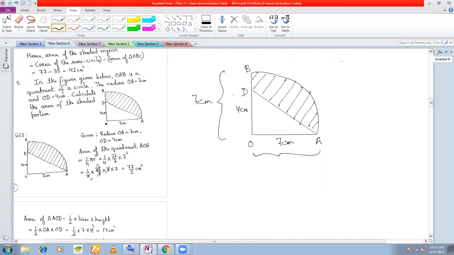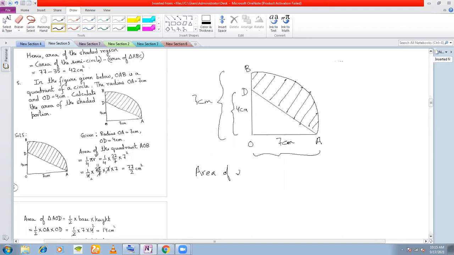Also, OD is given to you as 4 centimeters. So this length is given to you as 4 centimeters. Calculate the area of the shaded region. You need to calculate this area, right? So what is the area of the shaded region? Just by observing, what can you say? It is the area of the quadrant minus the area of the triangle, right? Triangle, area of the triangle ODA, right? So let's first find out area of the quadrant.